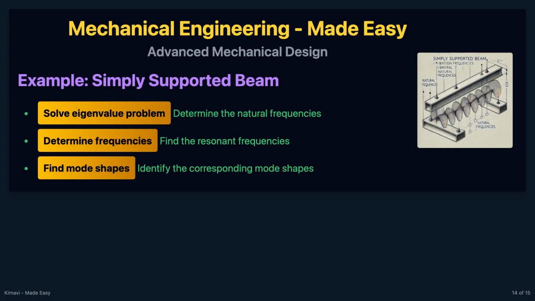Consider a simply supported beam. To find its natural frequencies and mode shapes, we solve the eigenvalue problem, (k − ω²m)u = 0. By solving this, we can determine the frequencies at which the beam will resonate and the corresponding mode shapes.